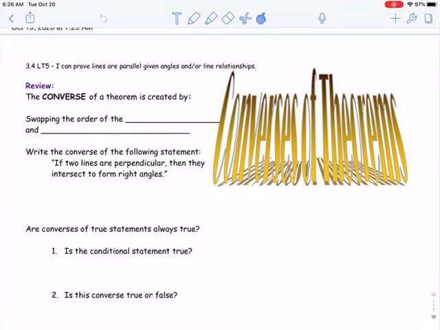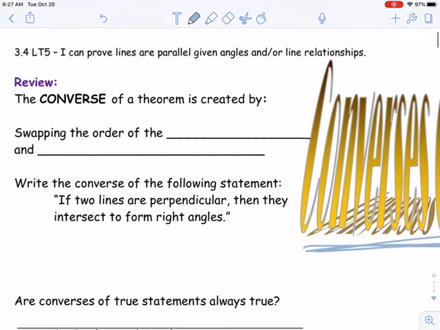Okay, students, so we're here and we're going to be doing converse of all the theorems that we've been talking about. So remember, a converse of a statement is when you swap the order. All right, so that's the punchline of today, the converse of the theorems. And remember, the converse is swapping the order of the hypothesis and conclusion.